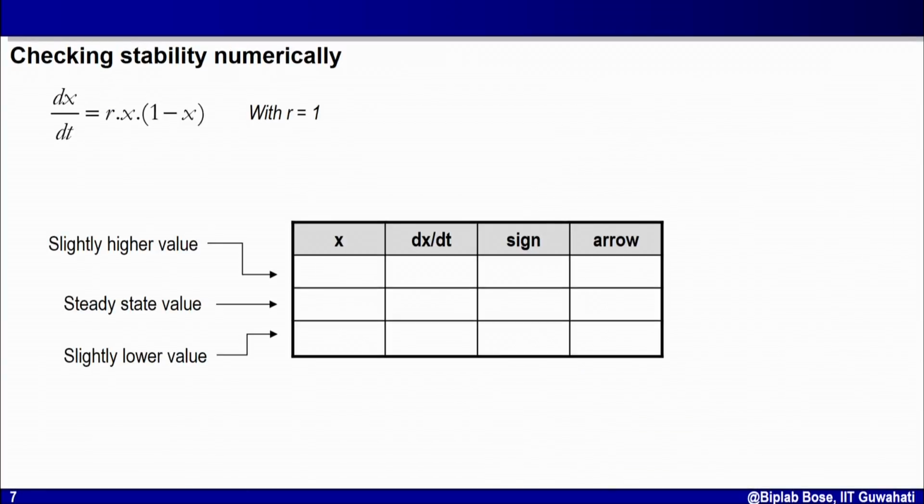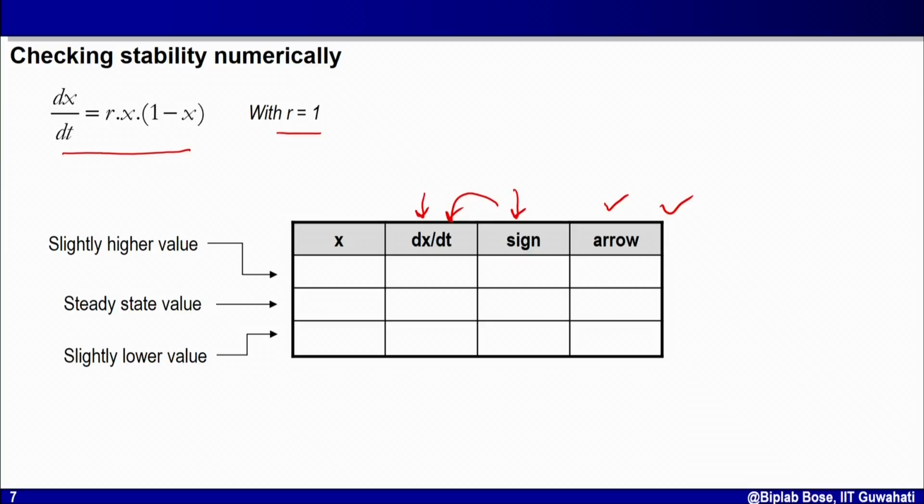Now let us look into another way of analyzing and identifying stability of steady states. Let us take the same example, dx/dt equal to r times x times (1 minus x). We have considered r equal to 1 for simplicity. What we will do here is draw a table with 4 columns. The first column will represent the value of x. The second column is the derivative of x as given by the ODE. The third column is for the sign of the derivative. And then we'll have a column for the arrow. I will explain what type of arrow we will put here.